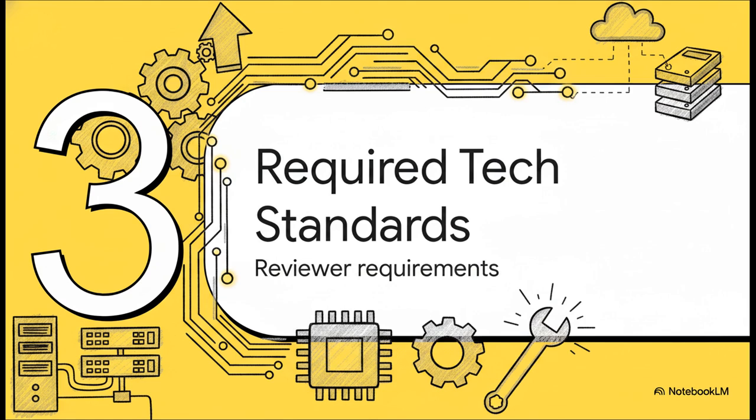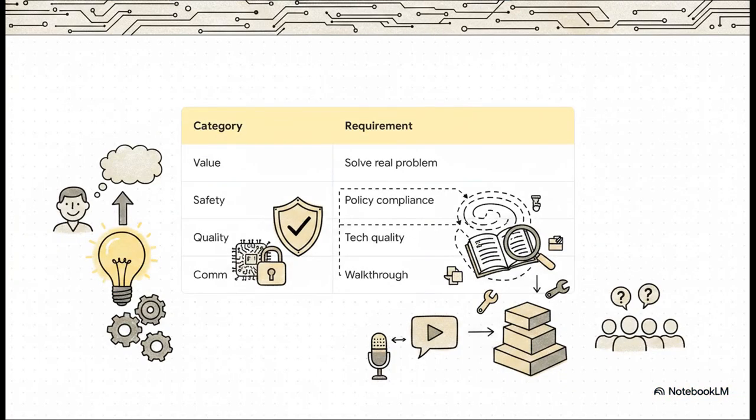Which brings us to Section 3, required technical standards. So what's really interesting here are the specific criteria the reviewers from the Department of AI and Innovative Solutions are going to be demanding from your mission. They need to ensure everything is functional, secure, and compliant.